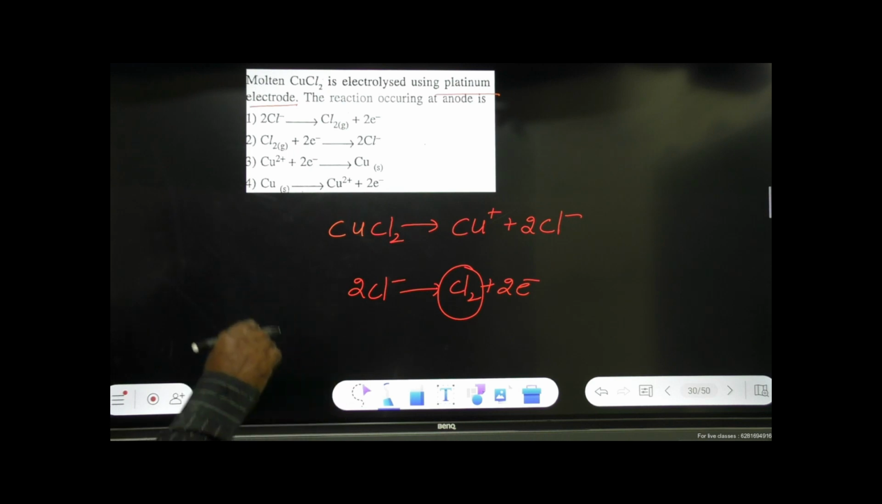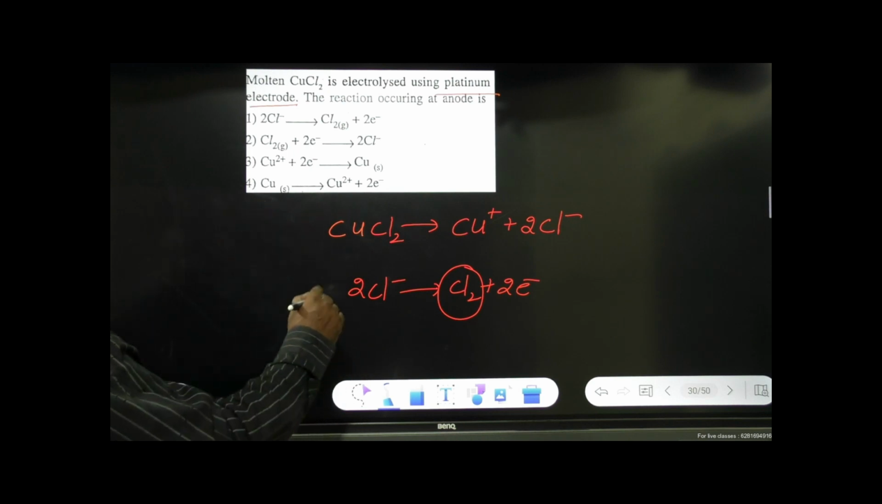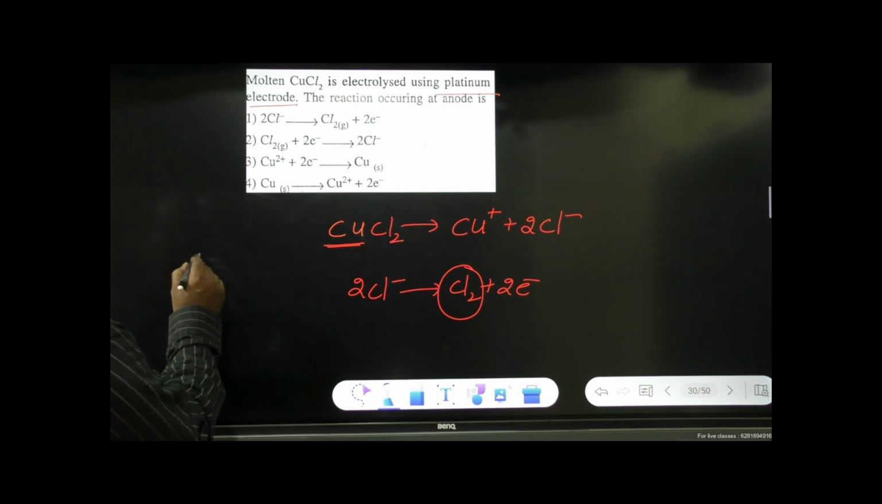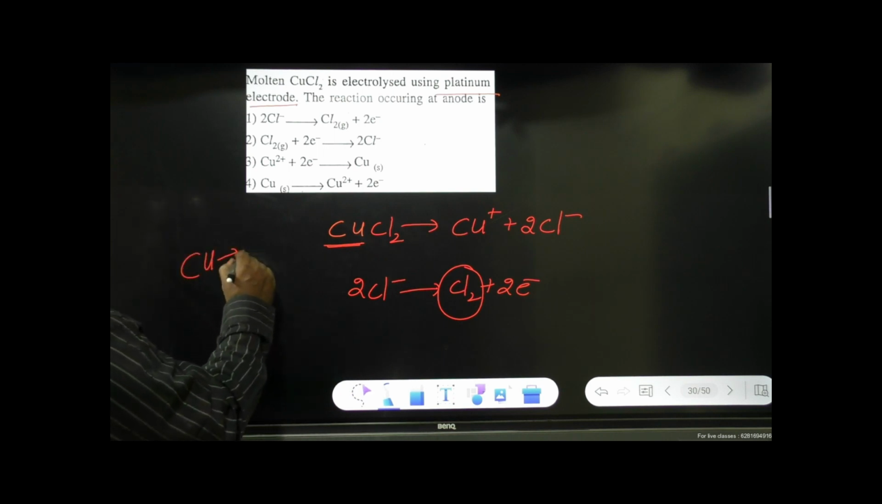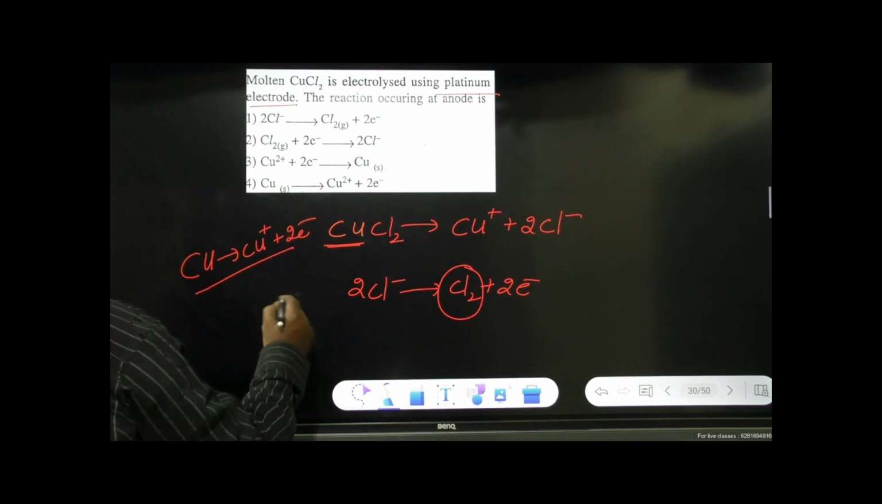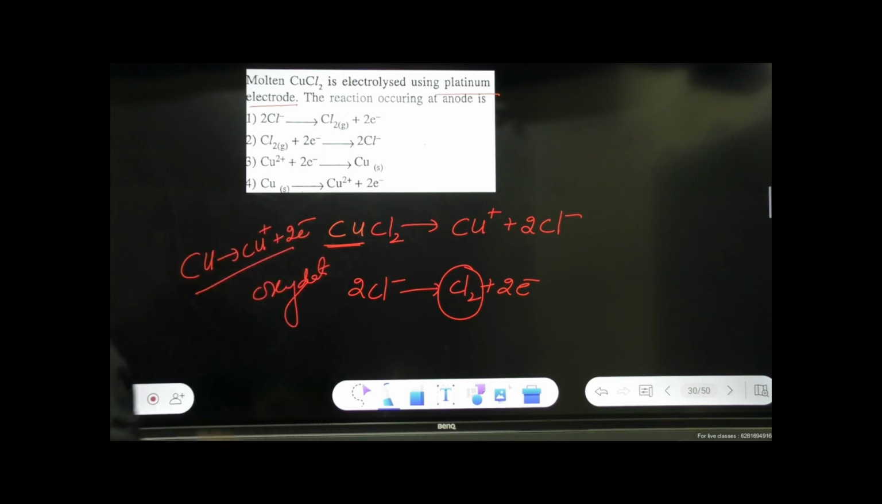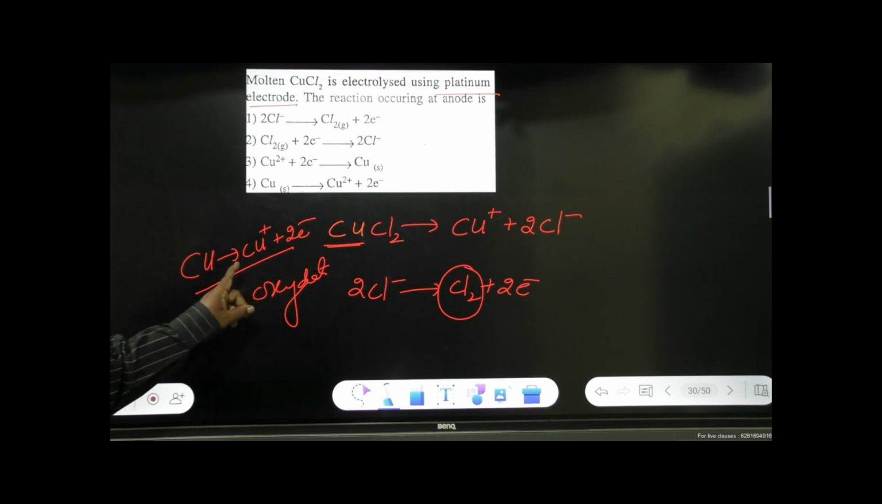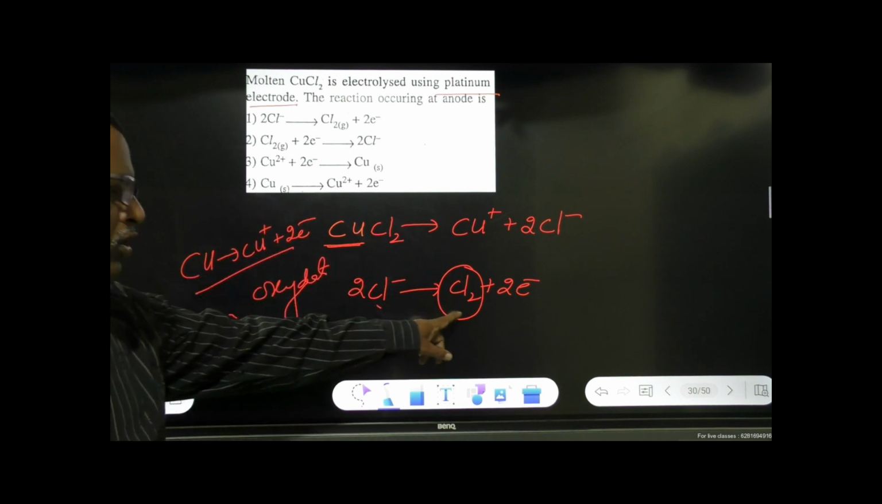Suppose in this reaction you use copper as the anode, then the reaction may be Cu gives Cu plus 2 plus 2e minus. In both cases, oxidation only takes place. If an active electrode is involved, copper goes into the solution. If an inert electrode is involved, chlorine is liberated.